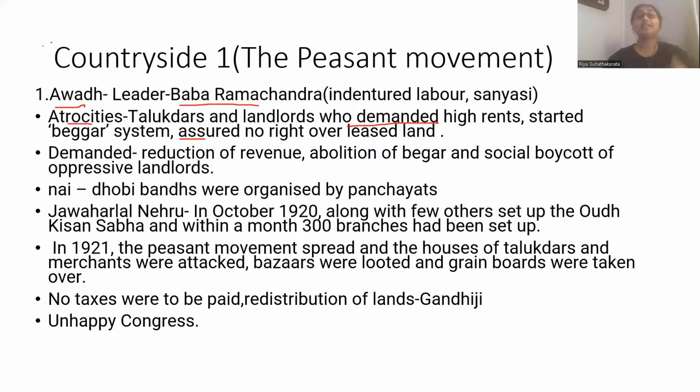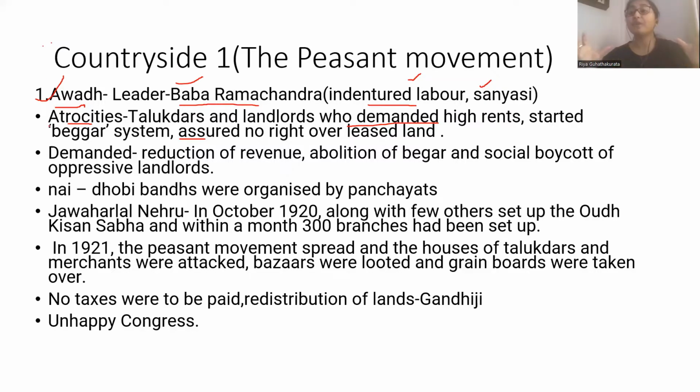Now, let us understand the features of the peasant movement. The peasant movement happened in Awadh, which is presently located in Uttar Pradesh, comprising the major cities of Allahabad and Lucknow. And who was the leader? The leader was Baba Ramchandra. Who was Baba Ramchandra? He was a sannyasi or a monk as well as an indentured labor. What is an indentured labor? Indentured labor means bonded labor. During those times, the British used to take Indians to different countries as laborers. Baba Ramchandra was one of them who went to Fiji as a laborer, working under the British rule.